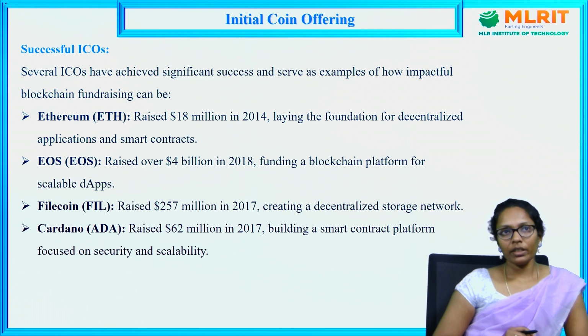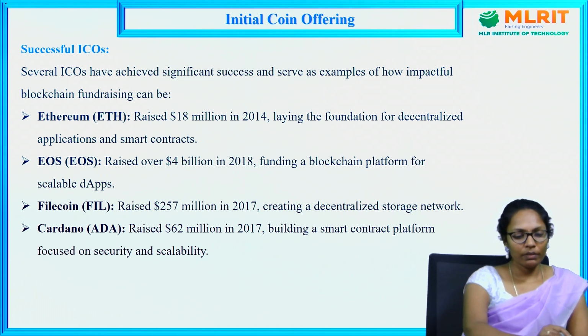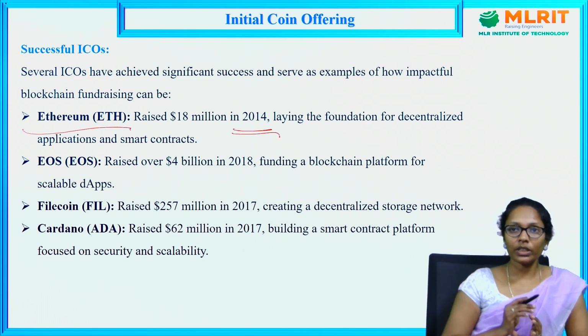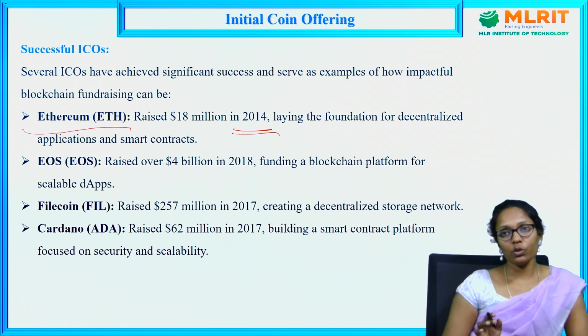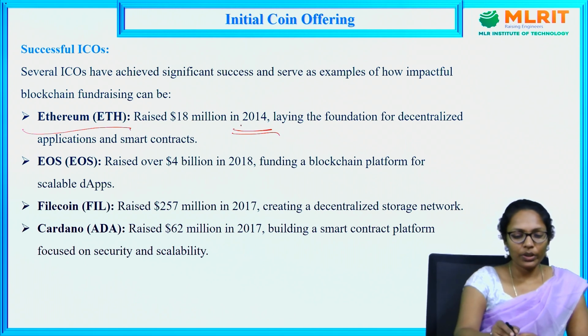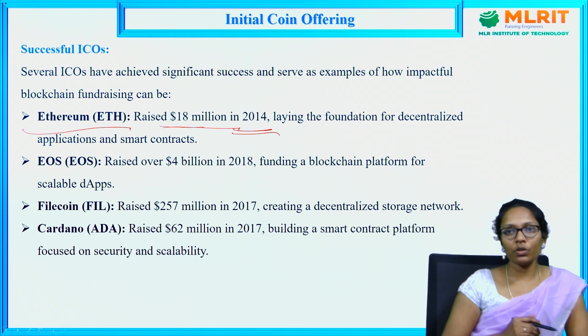So what are the different successful ICOs we have? As we discussed, from 2017 onwards most of the ICOs have evolved, but before that we also had some ICOs. The first ICO is Ethereum. In 2014, Ethereum evolved. Ethereum is a cryptocurrency, and at the same time it also produces tokens. It raised somewhere around $18 million in the ICO.